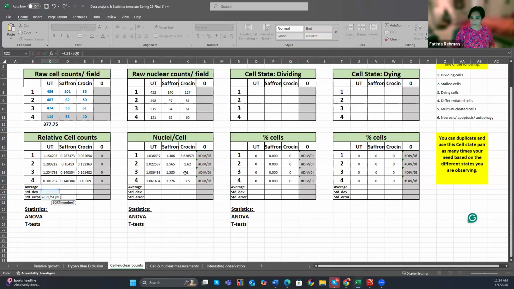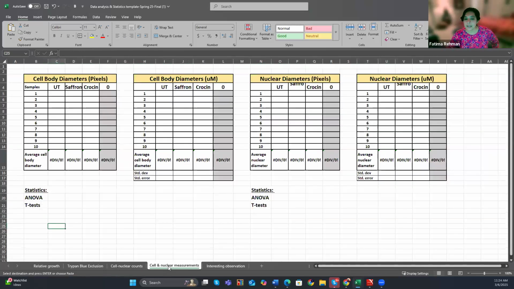For these ones, I have 4. If you only had 3 pictures to work with, then your n is going to equal 3. I'm going to copy it over here, and here, and here. For cell and nuclear measurement, you will put in the numbers here.